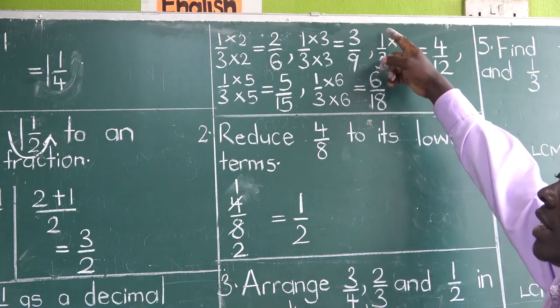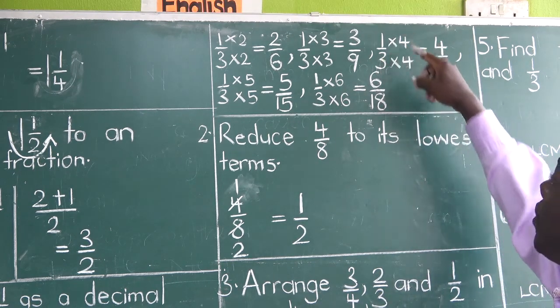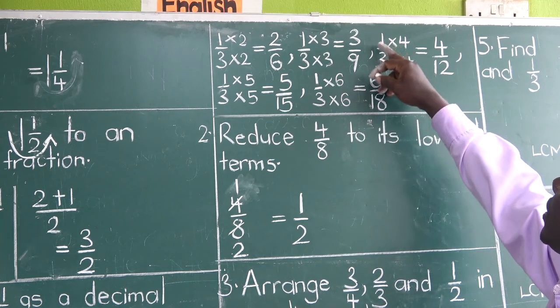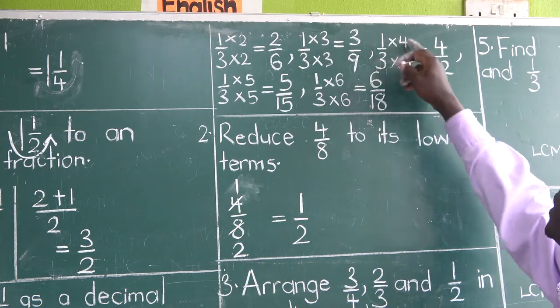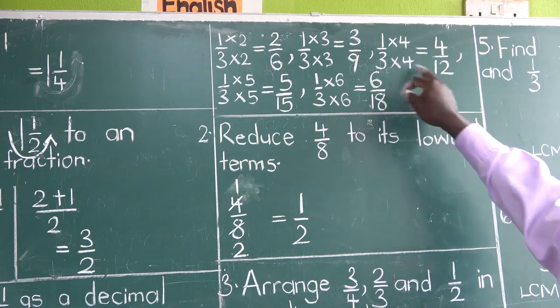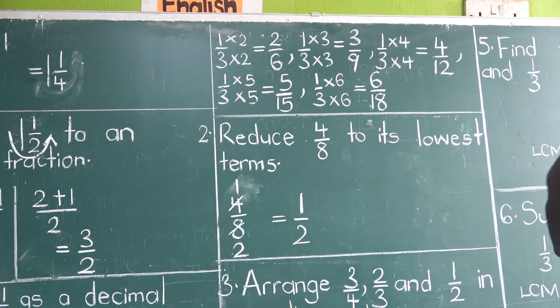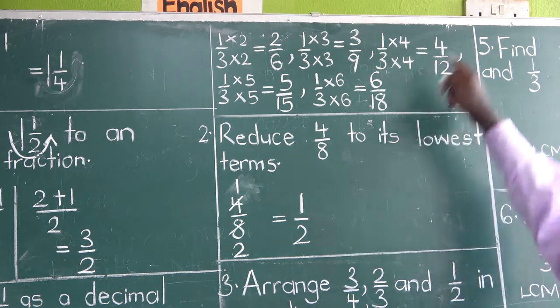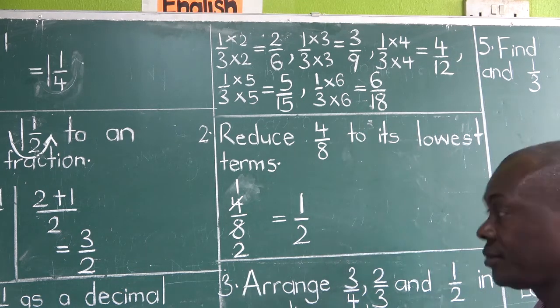Then still write a third, multiply by 4 up and down. That is times 4 times 4, where 1 times 4 you get 4, and 3 times 4 you get 12. The third equivalent fraction to a third is 4 out of 12.